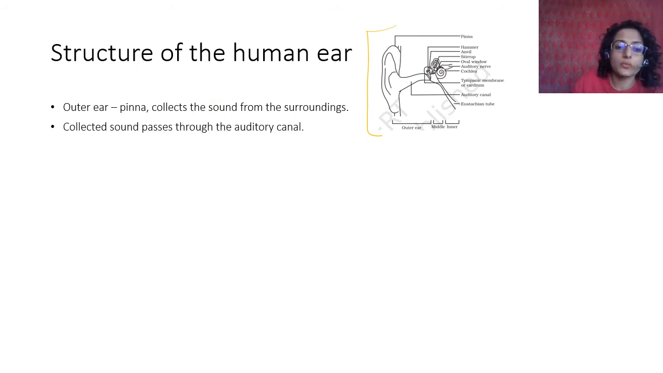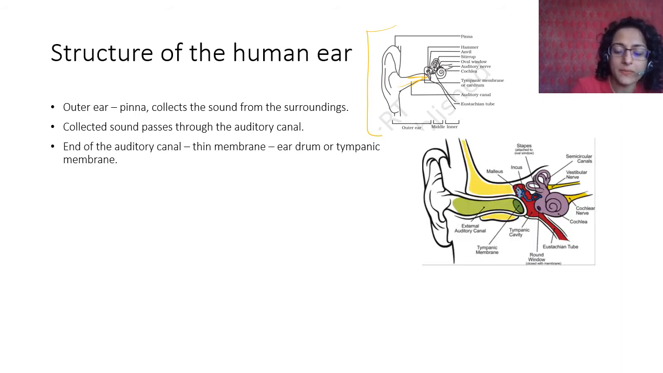The collected sound passes through the auditory canal. This is the auditory canal. Okay, this is a better photograph. So this is the pinna, and this is the auditory canal. Right. At the end of the auditory canal is the thin membrane called the eardrum or tympanic membrane, which we normally call the eardrum.